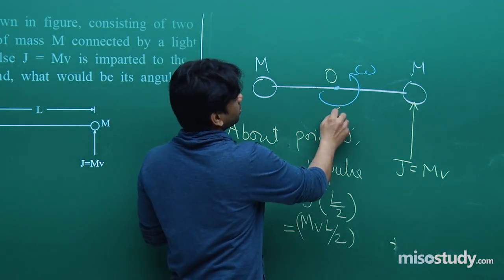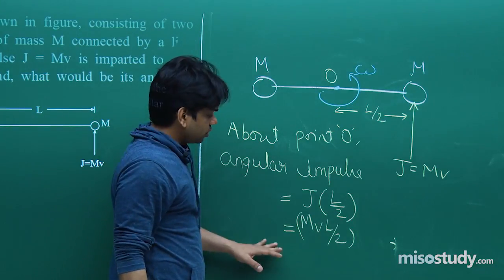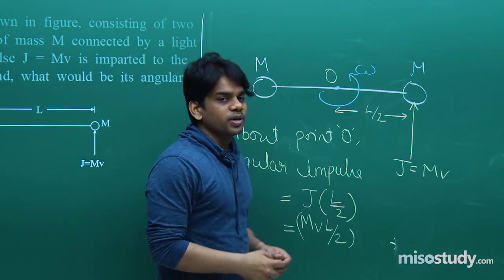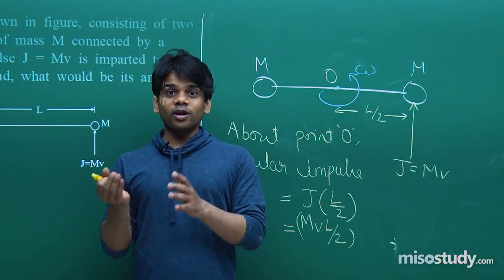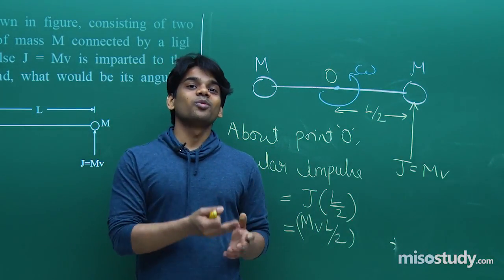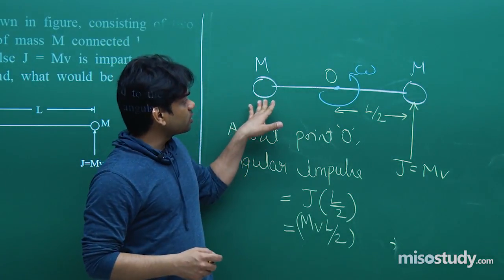mv into L by 2, because this distance will be equal to L by 2. Hence we can write in this way, mv into L by 2, we got the angular impulse. Now from the concept of angular impulse, it will be equal to the angular momentum provided to the body. The body comprises of this mass and this mass.